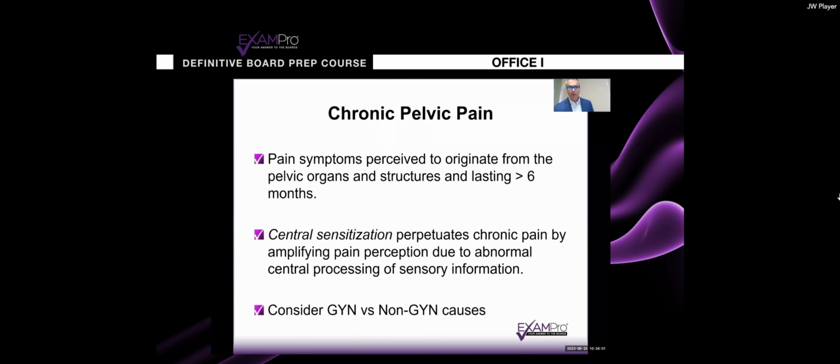Okay, good. The very first slide, chronic pelvic pain. I dare say I don't think I've ever met a candidate who didn't have chronic pelvic pain as part of their clinical experience and therefore part of their case list. So a couple of overarching things to remember. We're talking about pain that's perceived to originate from the pelvis and lasts greater than 6 months. We have a better understanding than we used to, and there's a certain component of chronic pelvic pain that is central sensitization. This is chronic pain that's perpetuated by amplification due to abnormal processing of sensory information in the nervous system. That is a big part of chronic pelvic pain.